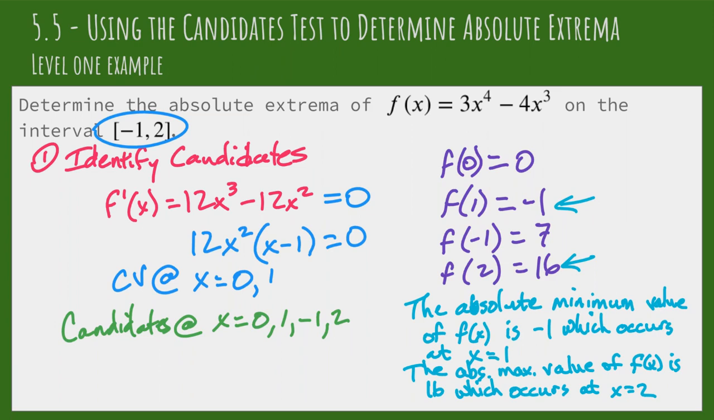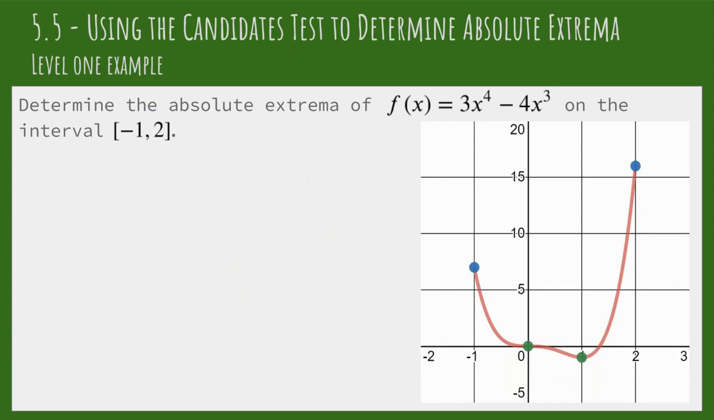If we actually look at the graph of this function, the candidates that I have highlighted here, the green ones because they're critical values and the blue ones because they're endpoints. And you can see here on the graph that this one is the minimum value. It's the lowest of all the points on f of x, and this is the biggest of all the points on f of x.